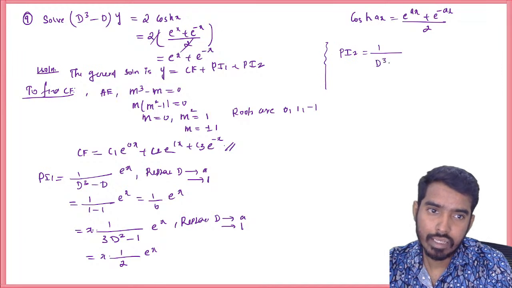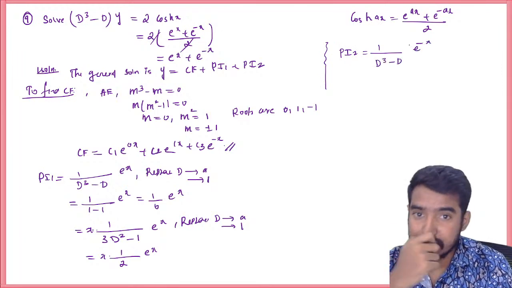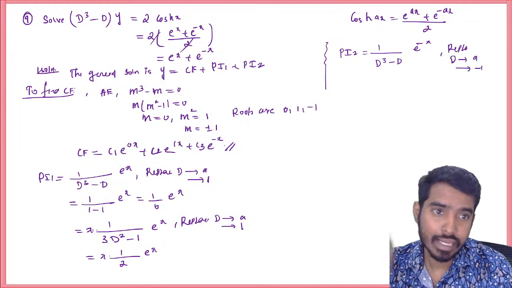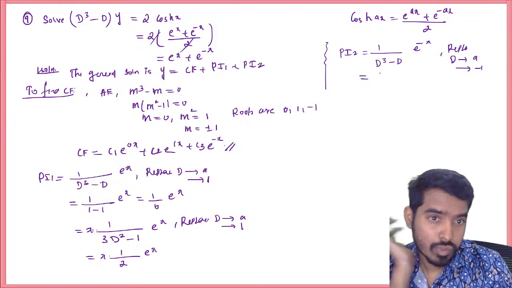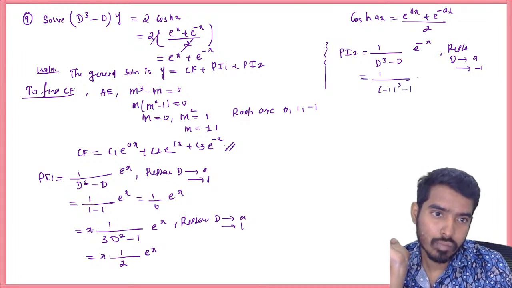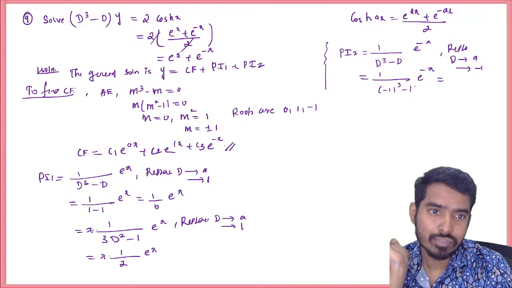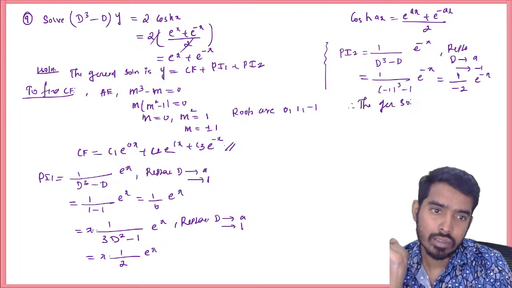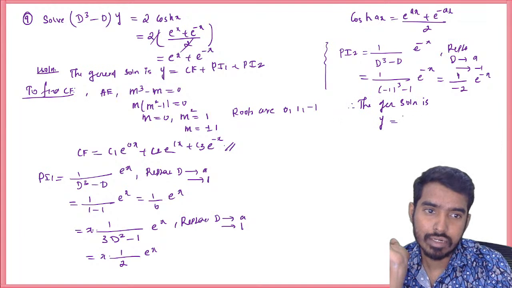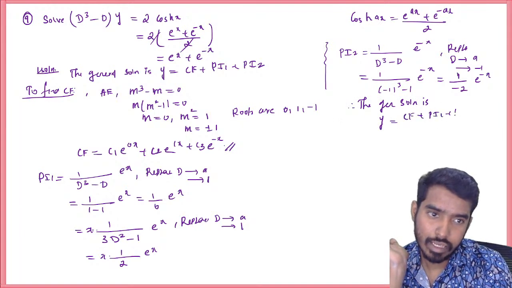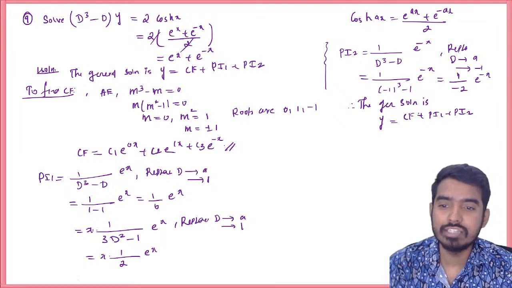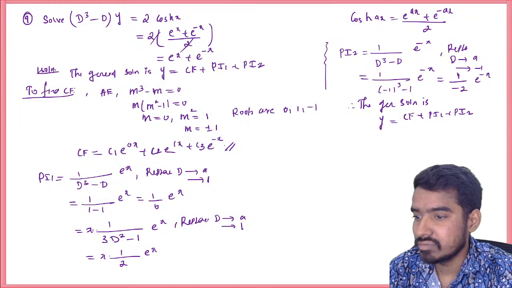Now you find PI2. So 1 divided by d cube minus d, e power minus x. Replace d by a, so a is minus 1 here. 1 divided by minus 1 whole cube minus minus 1, e power minus x. So minus 1 plus 1 is 0, so we again multiply by x. Therefore, the general solution is y is equal to CF plus PI1 plus PI2. Just add all this up, CF plus PI1 plus PI2. Okay.